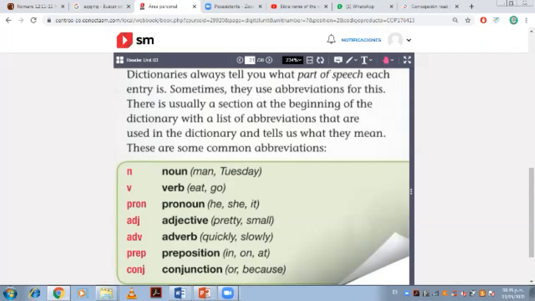Hay algunas abreviaturas comunes. Entonces, the common abbreviations are N, noun; V, verb; pronoun; adjective; ADV, adverb; PREP, preposition; CONJ, conjunction. So the idea in this page is that you can find the difference, que tú puedas encontrar la diferencia in each word, en cada palabra. Si es un nombre, un verbo, un pronombre, un adjetivo, un adverbio, una preposición o una conjunción.